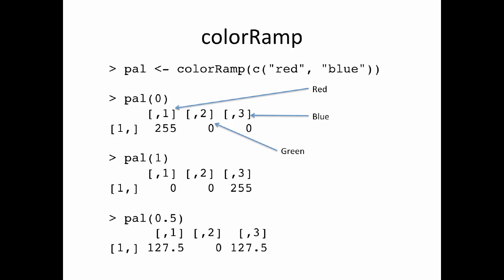When I say pal of 1 down here, you see I've got 0 for red, 0 for green, and then I've got the maximum 255 for blue. So this just gives me the color blue. So that's the other end of my color palette.